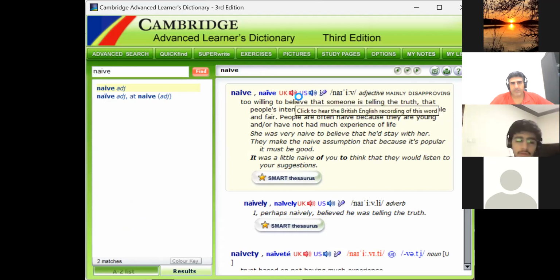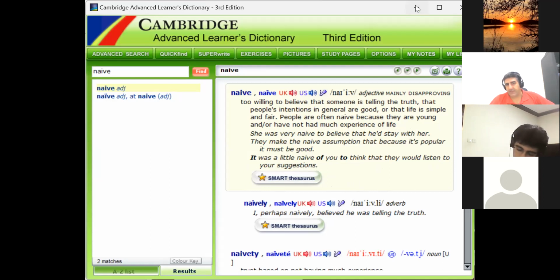Too willing to believe that someone is telling the truth, that people in general are good, or life is simple and fair. People are often naive because they are young and have not much experience in life. For example, here we have an example sentence: It was naive of you to think that they would listen to your suggestions.